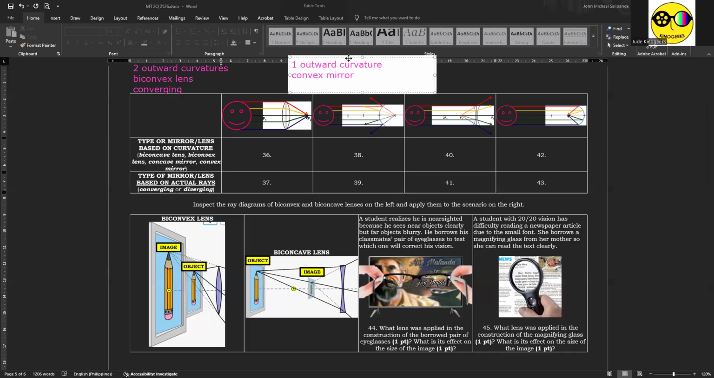Okay? Now, this portion is actually tricky because you have actual lines spreading out of the mirror and imaginary lines intersecting at the back focus. So, which lines are our priority? Look at the row from numbers 37, 39, 41, and 43. It says type of mirror or lens based on actual rays. So we have to observe the behavior of the actual rays. And in this case, when the actual rays encounter the convex mirror, they start spreading out. That's why convex mirror is considered diverging.